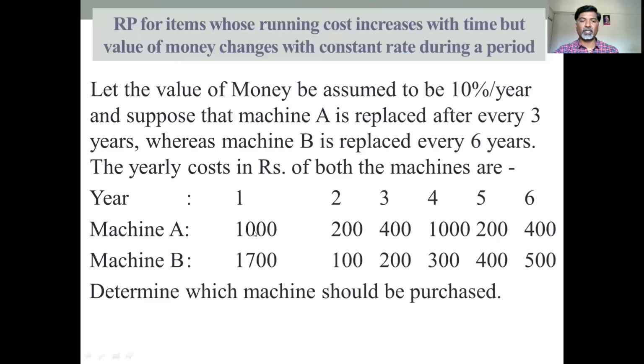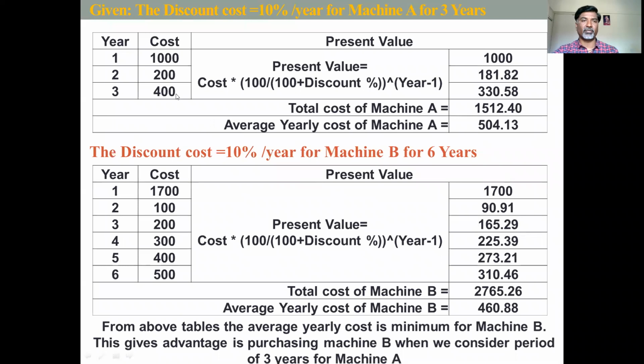For the first year, the cost is the same values we are given: first year 1,000, second year 200, third year 400. The same values we have taken here, 1,240. Then we are calculating the present value. So how to calculate present value? The formula is present value is equal to the initial cost multiplied by 100 divided by 100 plus discount percent, bracket raised to year minus 1.